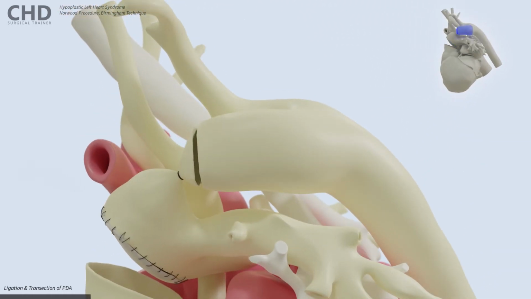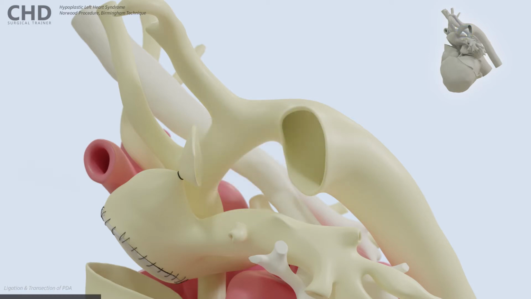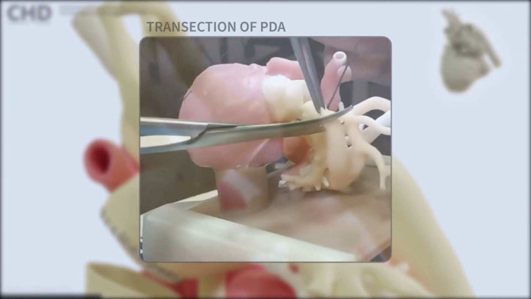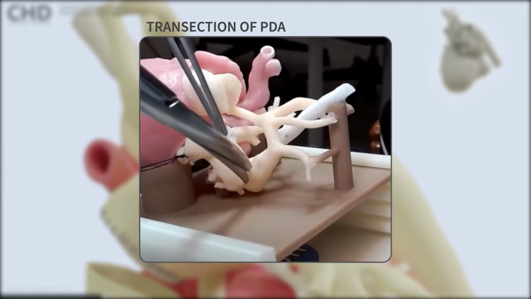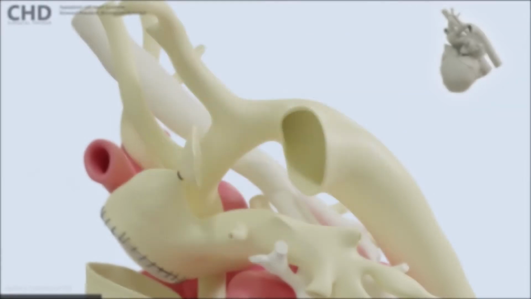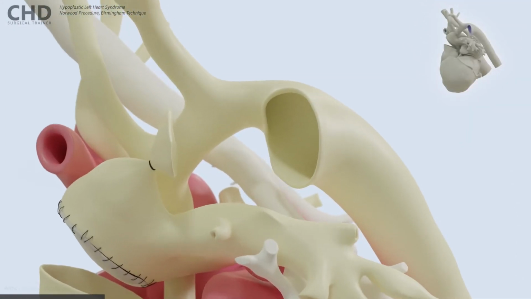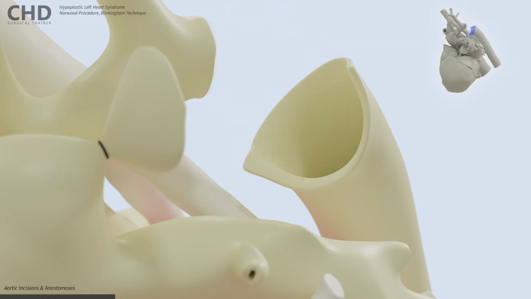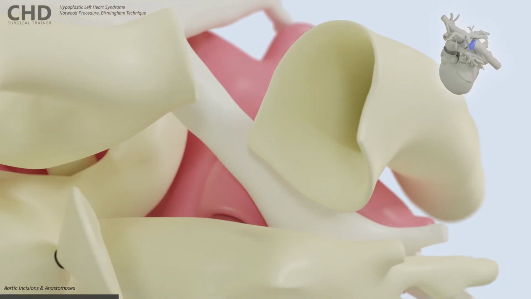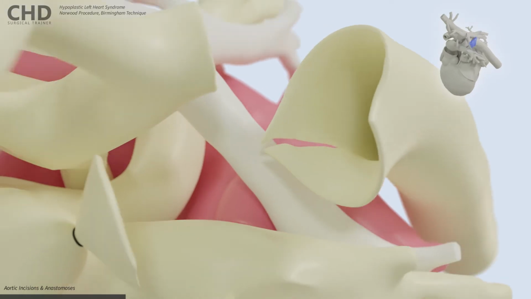Transect the PDA and residual ductal tissue at the descending aorta end. The coarctation ridge and isthmus are excised. Cut a straight incision on the anterior wall of the descending aorta.